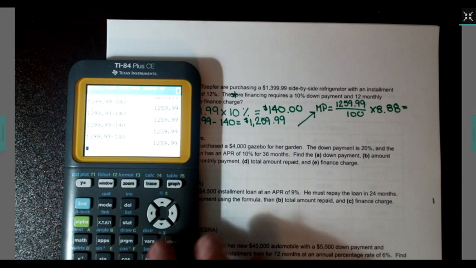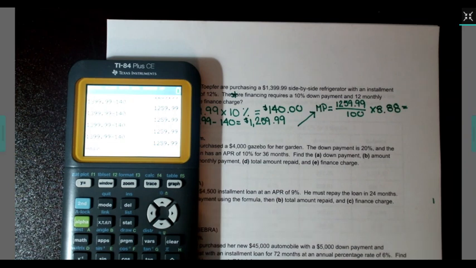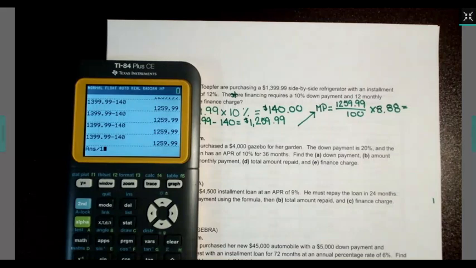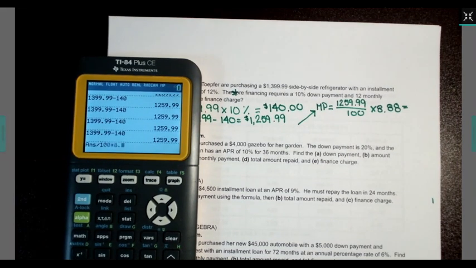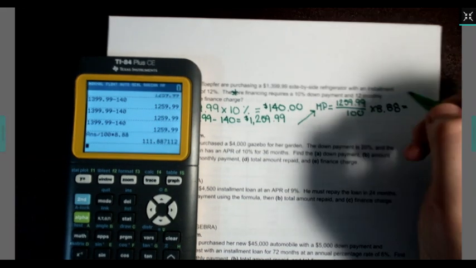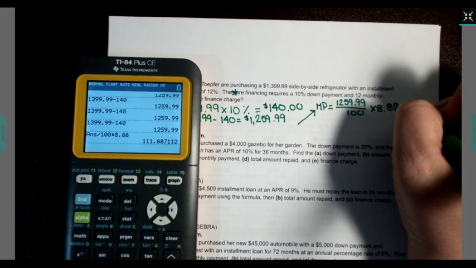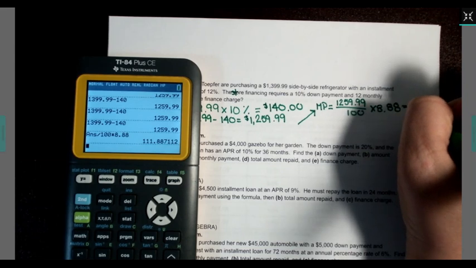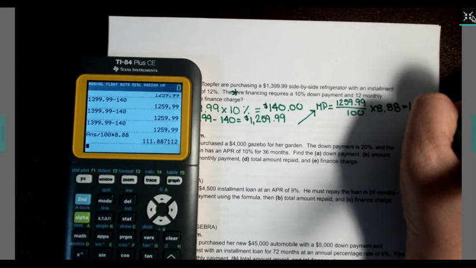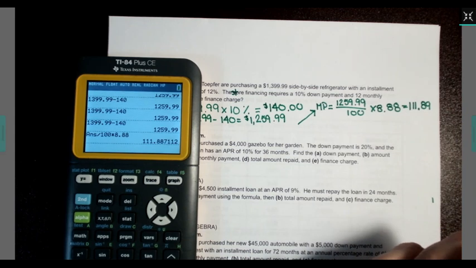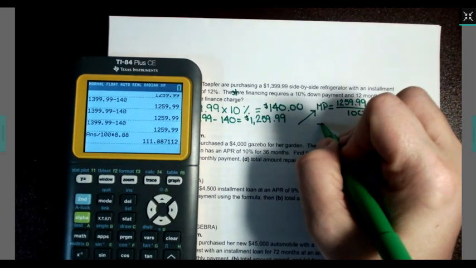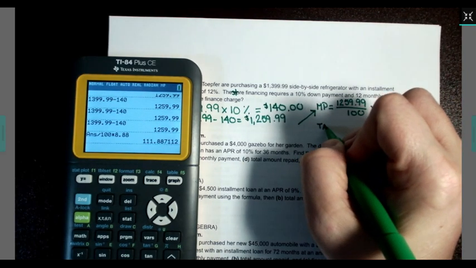So, oops, clear that out. We're going to take our answer and divide by 100 times 8.88. So my monthly payments each month are $111.89. Well, how many months do I need to pay that for? I've got to pay that 12 months, right?